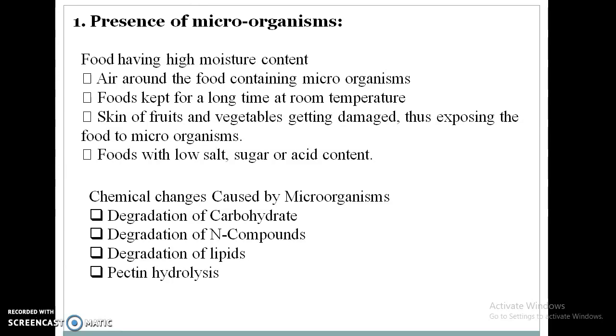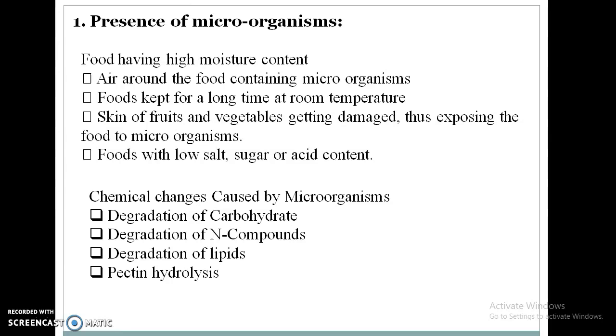Second, the air around the food contains microorganisms. Next, if we keep the food at room temperature for a long time. Next, the skin of fruits and vegetables getting damaged and thus exposing the food to microorganisms is also one of the reasons for food spoilage. And the last one is food with low salt, sugar or acid content. Okay, they are also easily spoiled by microorganisms.